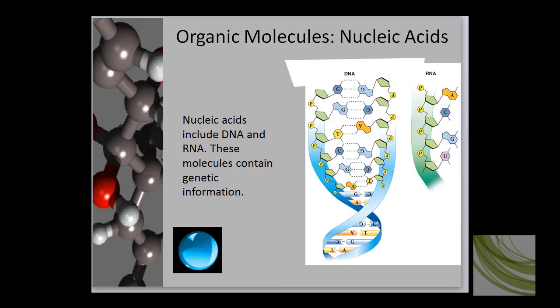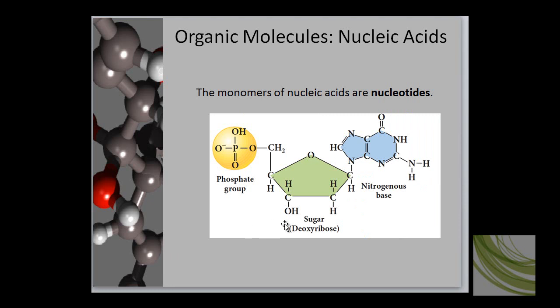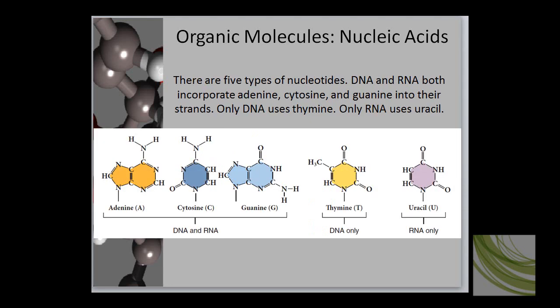Nucleic acids. Nucleic acids include DNA and RNA. These molecules contain our genetic information. Here is a monomer of a nucleic acid. Every nucleic acid will have this phosphate group, and if it's DNA, it will have deoxyribose sugar. It's a pentose sugar, 5 sides. And then it has a nitrogenous base. There are 4 bases in DNA, and these are the 4 bases of DNA: adenine, cytosine, guanine, and thymine.